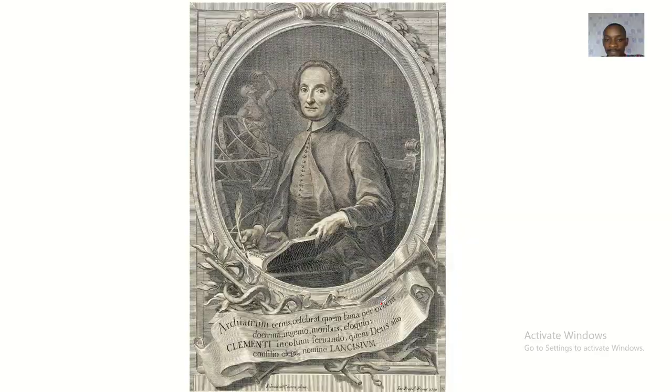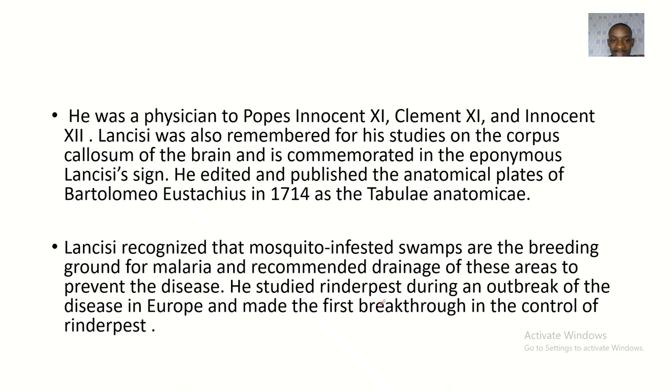All right, so here is Giovanni Maria Lancisi. He was a physician to Pope Innocent XI, and also to Clement XI and Innocent XII. Lancisi is also remembered for his studies on the corpus callosum of the brain, and is commemorated in the eponymous Lancisi sign. He edited and published the anatomical plates of Bartholomew Eustachi in 1714 as the Tabulae Anatomicae.